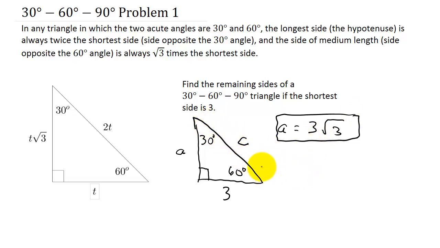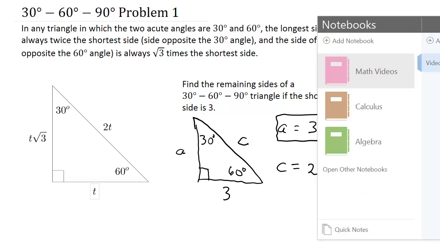Alright, now let's find the length of the longest side. So that would be C. C is the side opposite the 90 degree angle, which is right here, and that's 2 times T, or 2 times the length of the shorter side. So 2 times 3 gives us 6. And there's the length of the longest side. Alright, so let's take a look at another one.